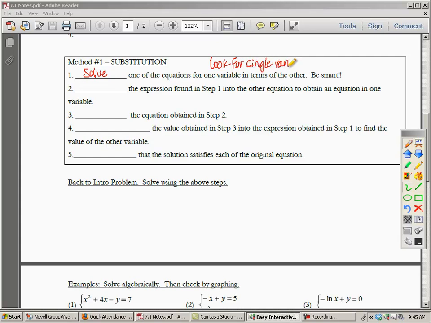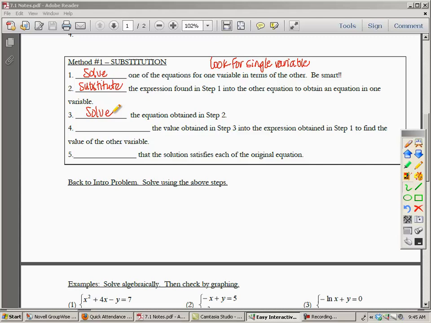Okay, so like a single x, a single y, something like that. That's the equation then that you want to solve for. The second thing we're going to do is substitute that equation into the other equation. The third thing we're going to do is simplify and solve that second equation. And we're going to end up with an answer for one of the variables.